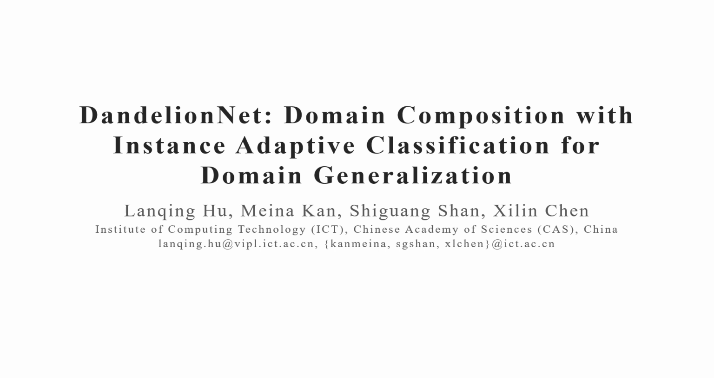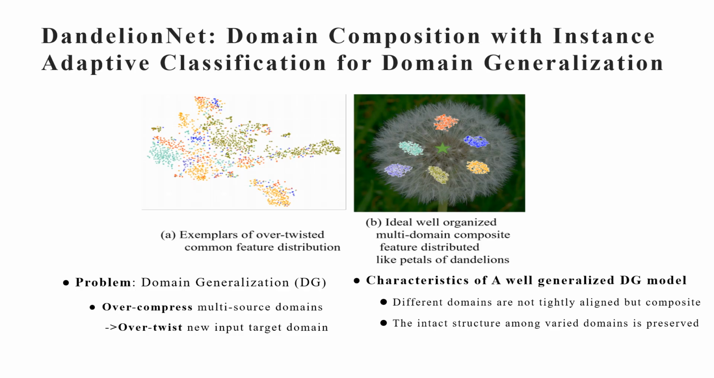Now, let me briefly introduce our work named DandelionNet, which proposes instance adaptive classification for the domain generalization problem. As observed before, due to the imperfect sampling of source domains, traditional one-hot classification loss and tight alignment constraint may result in information overcompression and thus overtwist of the new target domain, as shown in Figure A.